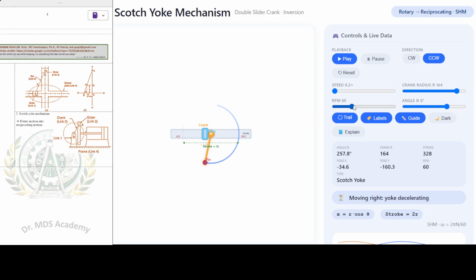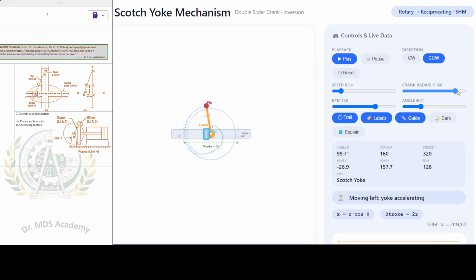See here, now make the speed a little higher. See, the crank length you are changing. See the rotation or the diameter of the circle is changing. So the reciprocating motion will take place over a shorter length.